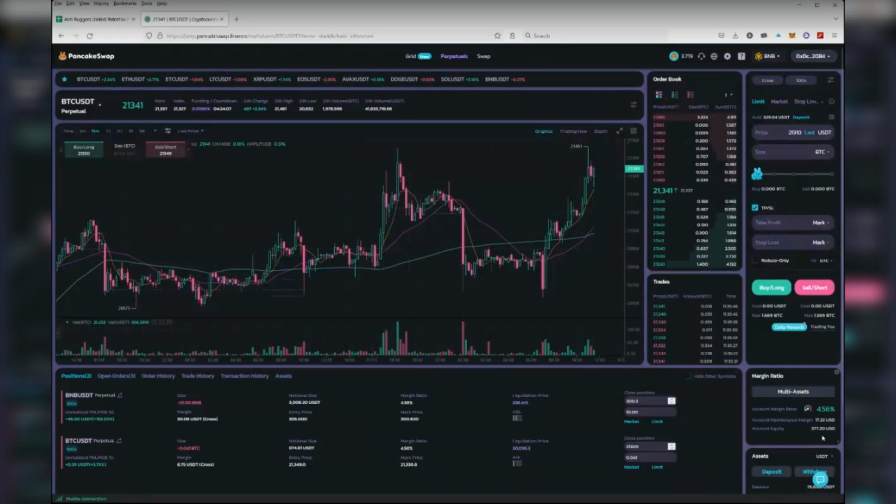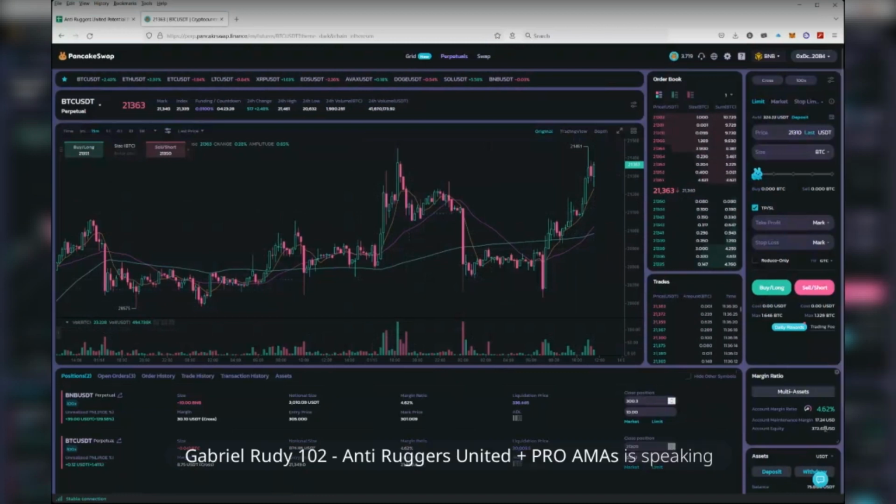Because I have $377, and the amount of money that it actually shorted is $875. That's how much it costs for the 0.041 BTC, $800 or so. But it only used $8 for me because I'm using 100x leverage. So it only used $8 of my total account value.